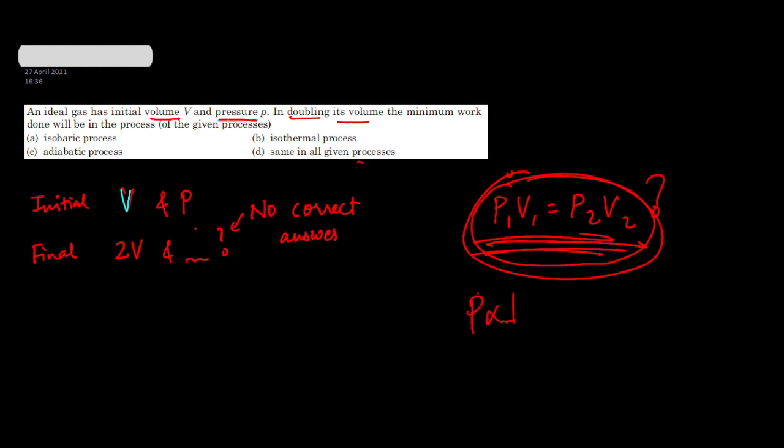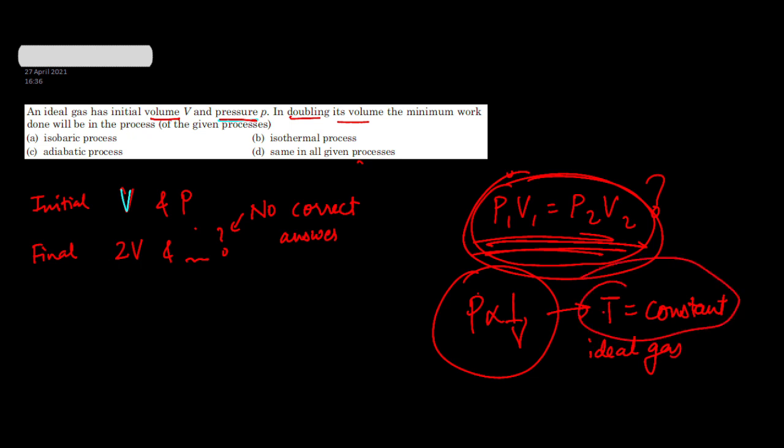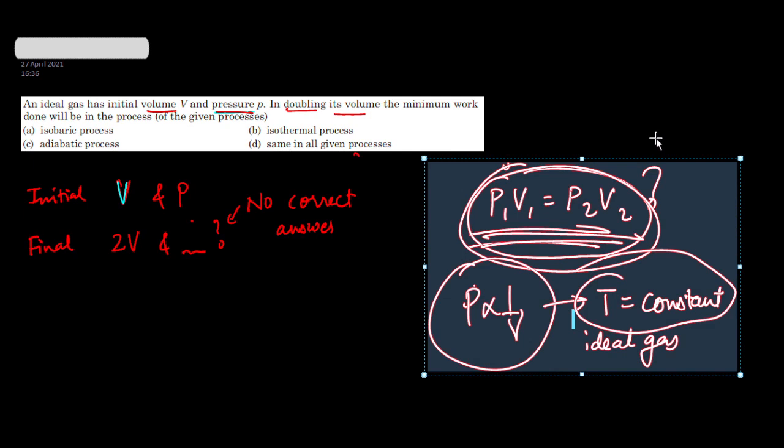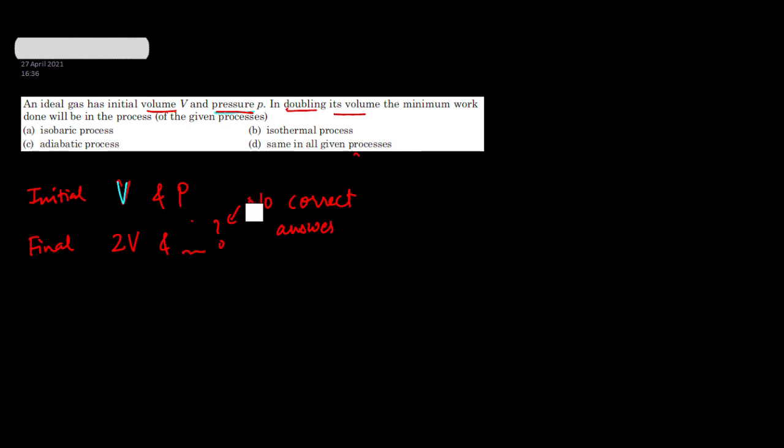P proportional to 1/V is only true if temperature is constant and it's an ideal gas. Be very careful. So without knowing what process it is, you cannot find this answer. Okay, let's read the question further.